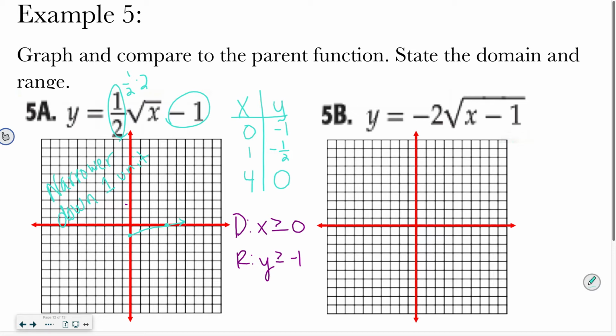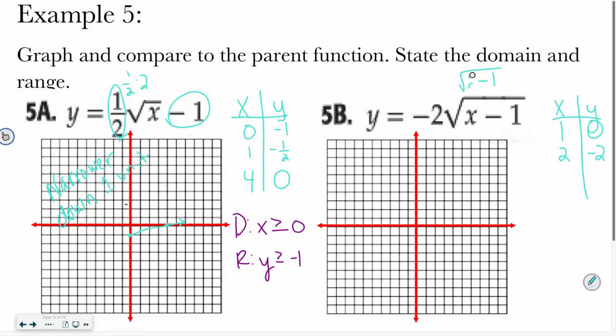So let's do that again. Let's make an XY table. If I plug 1 in, I will get 1 minus 1 under the square root. So the square root of 1 minus 1 is the square root of 0, which is 0. 0 times anything is going to give me 0. And then if I want to get another perfect square, I could look for the square root of 1. So if I plug 2 in, I have 2 minus 1 is 1. The square root of 1 is 1. And then that's times a -2. So that's where I get a -2.